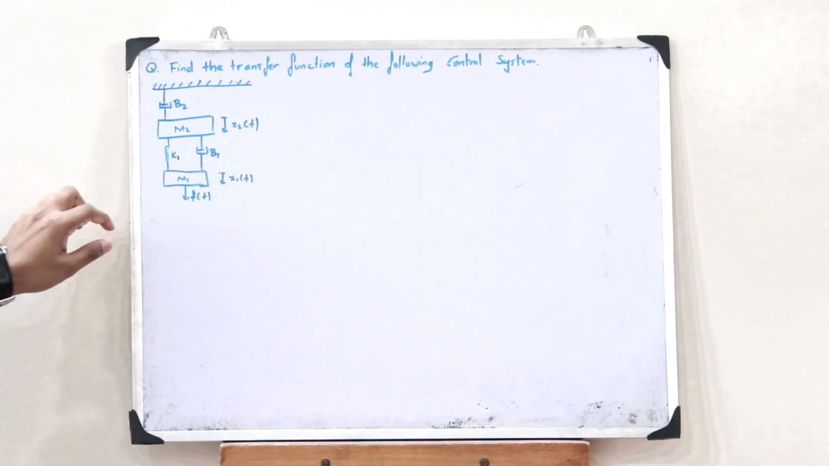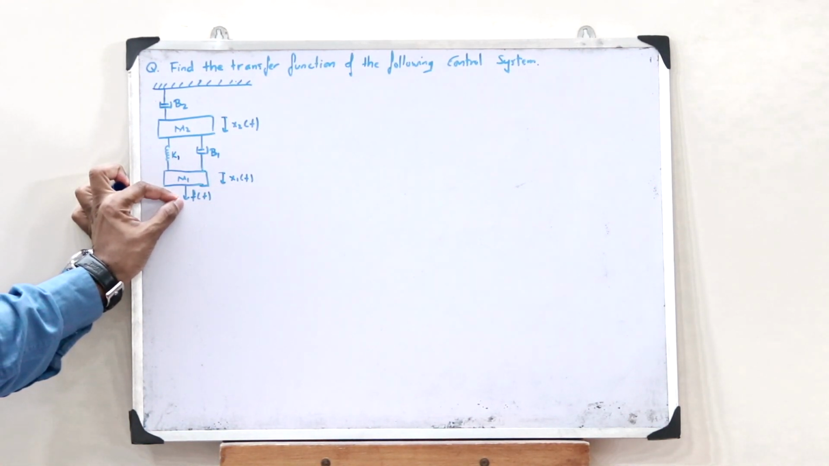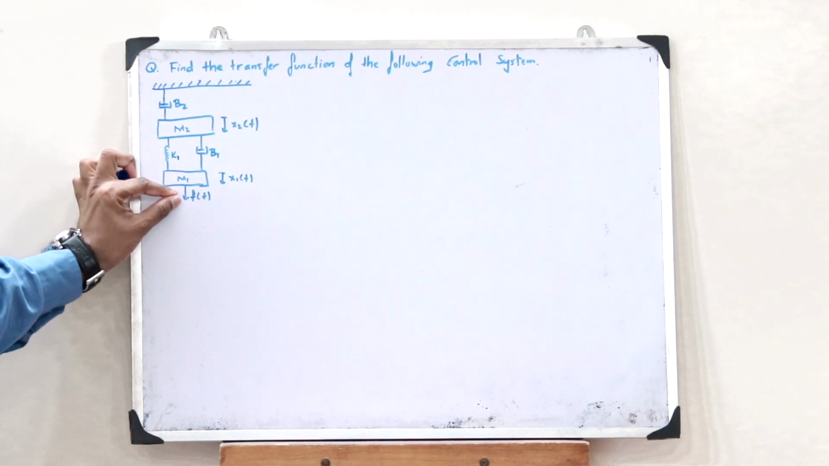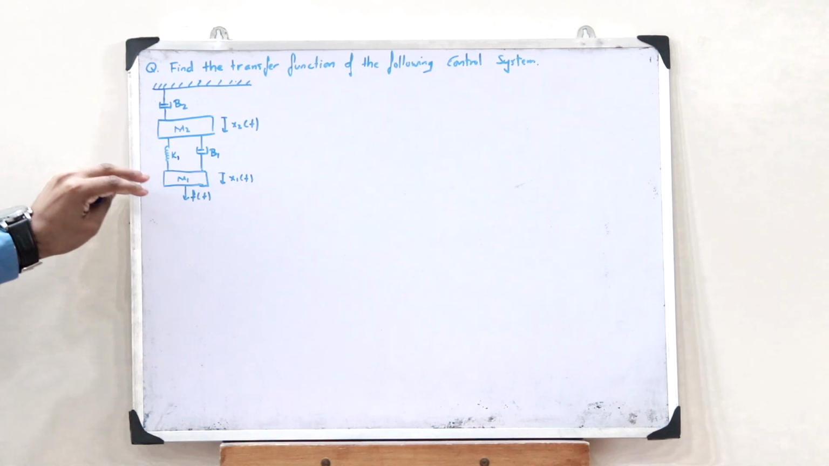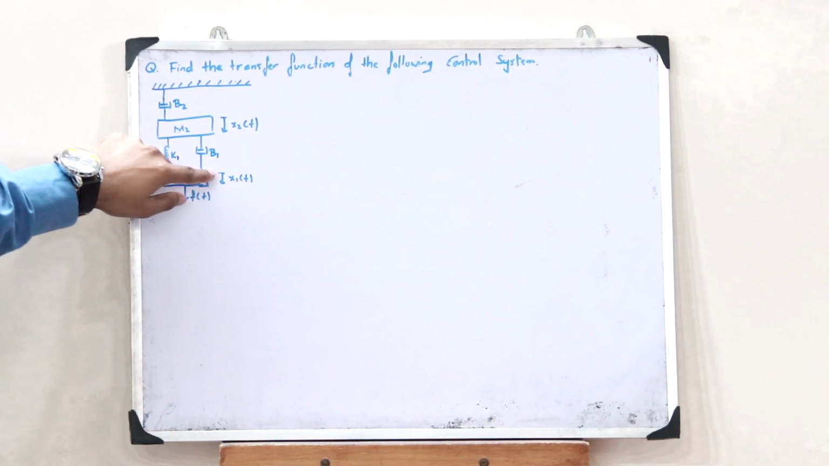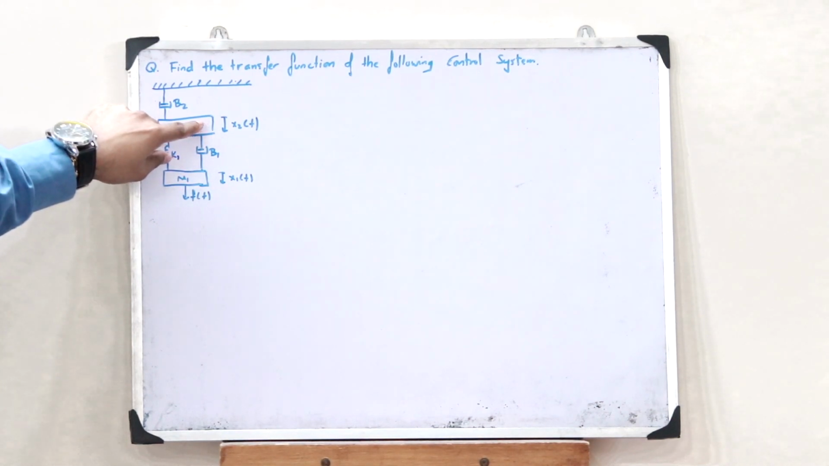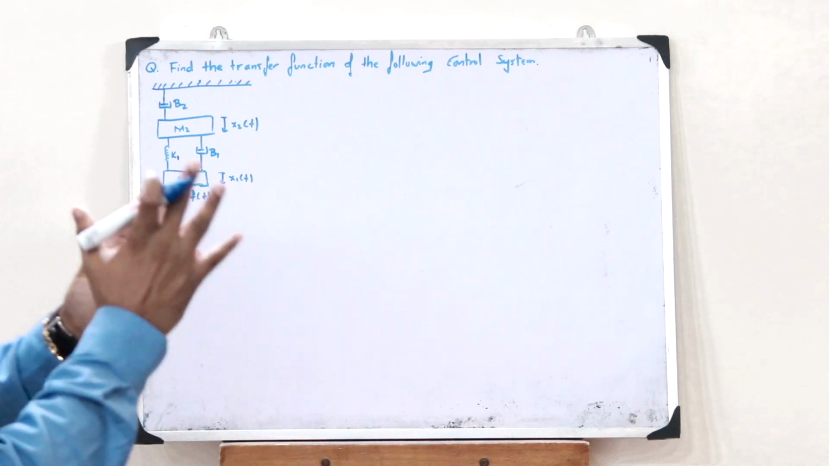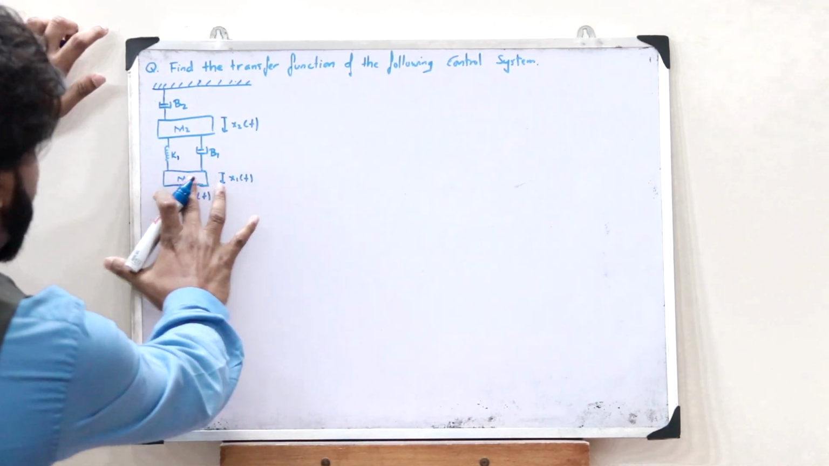And here what we observe is that a particular force is applied on M1. So when a particular force is applied on M1, what we observe is that two displacements happen. One is for M1, which displaces by x1 of t, and the second one is here, which displaces by x2 of t. So first let us take the case of mass M1.